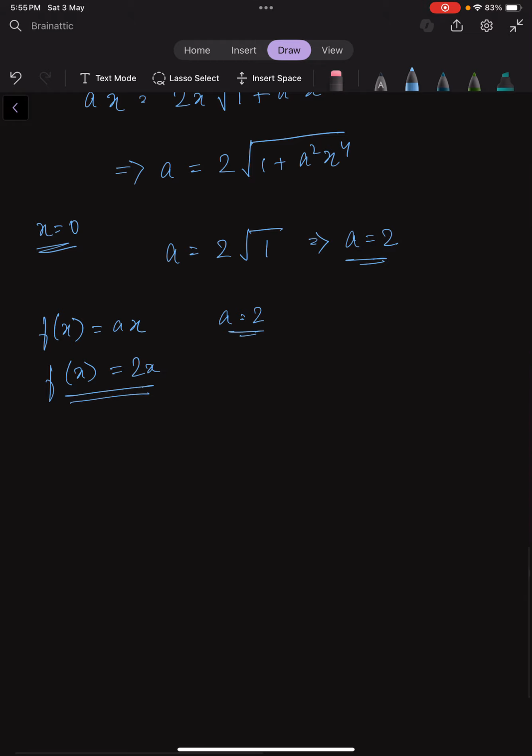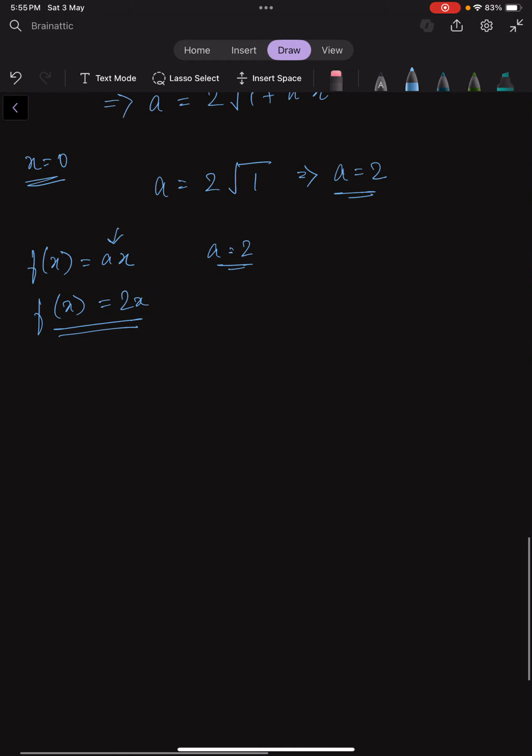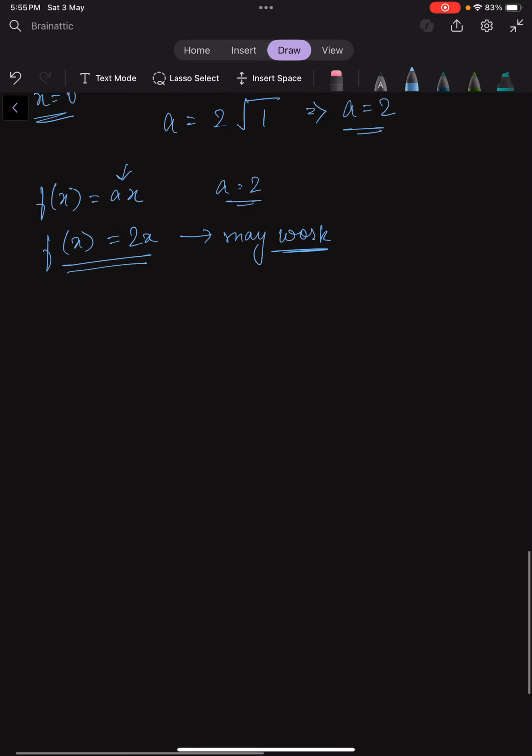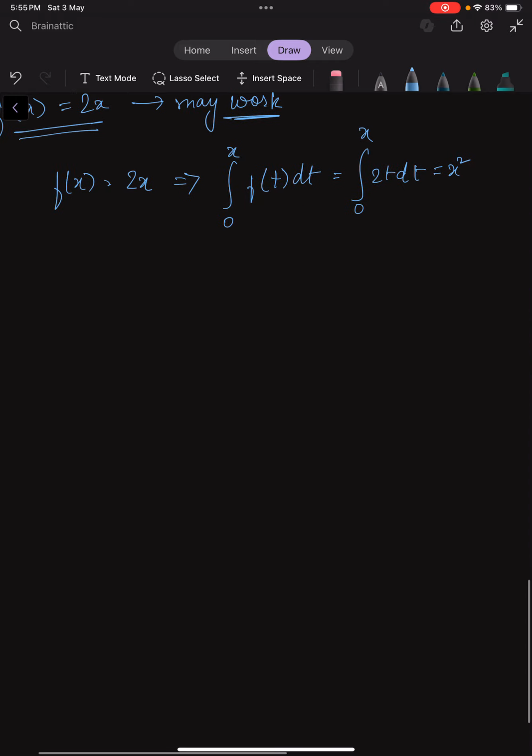So I removed one uncertain term which was there, and this is giving me one expression. So it is suggesting that this may work. I'm still not sure. So if I try f of x is equal to 2x, this implies that integral over 0 to x f of t dt is equal to integral over 0 to x 2t dt, and this turns out to be x square. Correct?